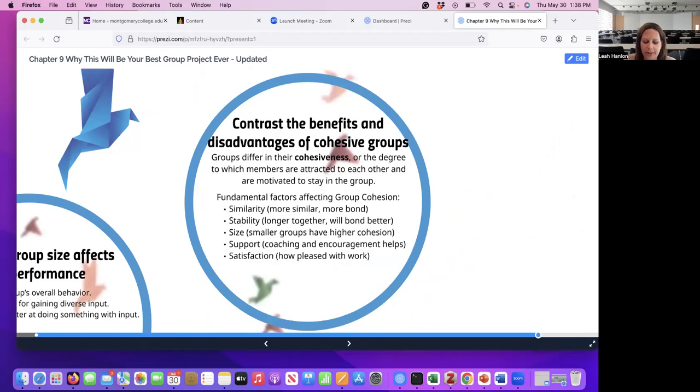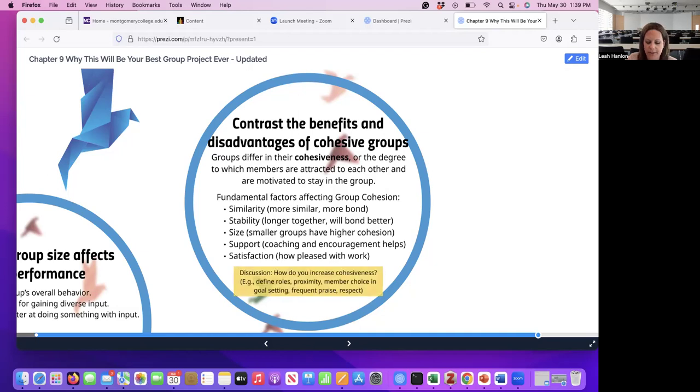Cohesiveness. This is the degree to which group members are attracted to each other and are motivated to stay in the group. An example is when cohesiveness and performance norms are high, productivity is high. Groups differ in their cohesiveness, or the degree to which the members are attracted to each other and are motivated to stay in the group. Fundamental factors affecting group cohesion: similarity, stability, size, support, and satisfaction.